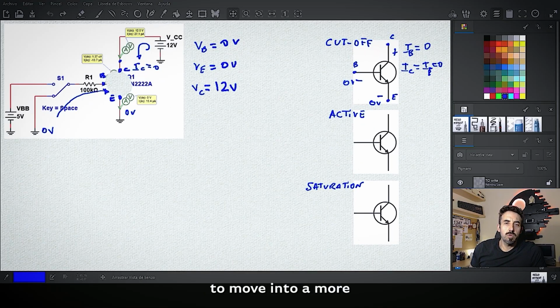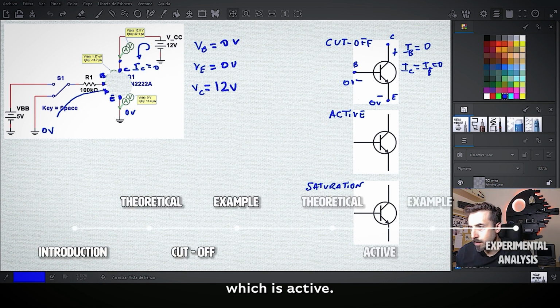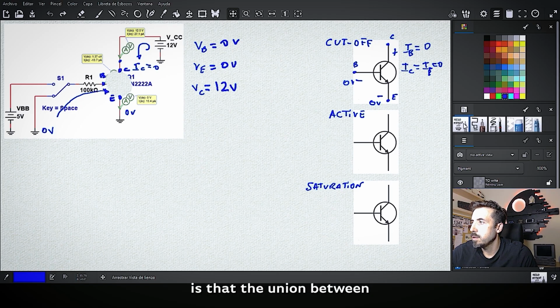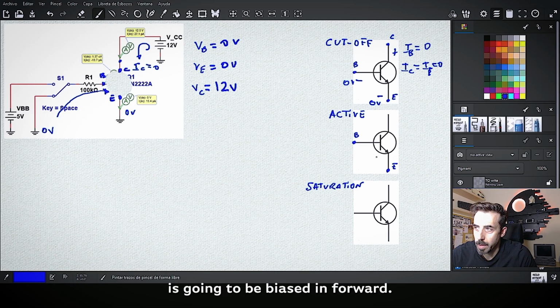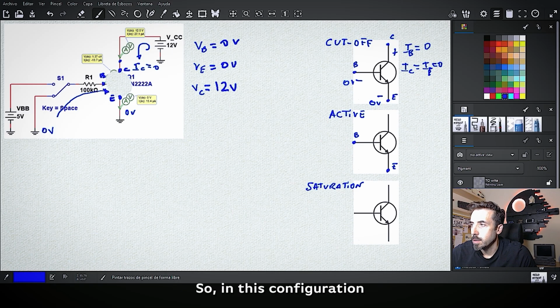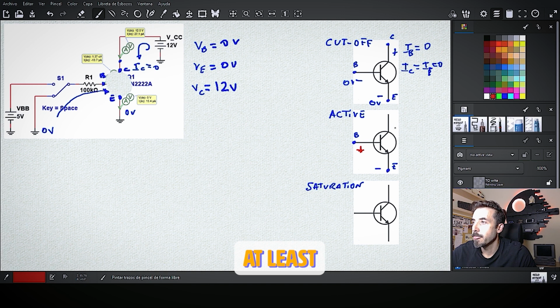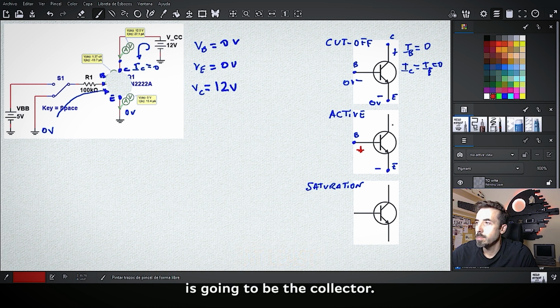Let's now move into a more interesting configuration, which is active. In this configuration, the union between base and emitter is going to be biased in forward. So in a configuration, if we think about voltages, the emitter is going to be the lowest. Then the base is going to be higher than the emitter, at least 0.7, and the most positive one is going to be the collector.